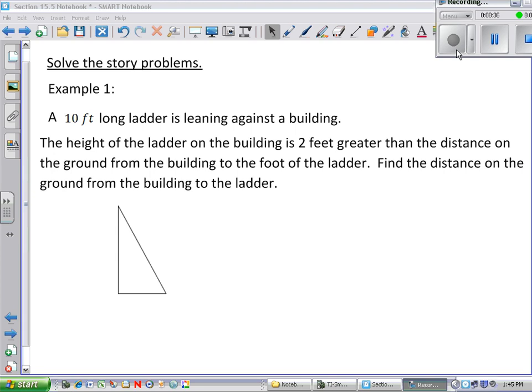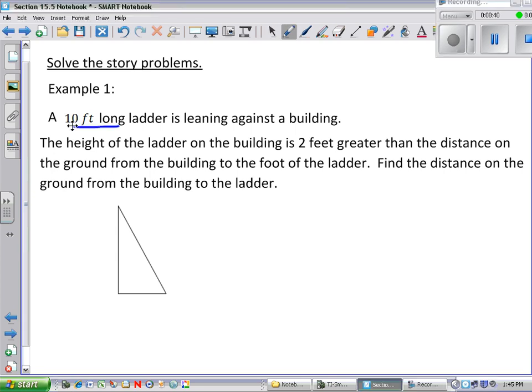This last example: a 10-foot long ladder is leaning against a building. My building is over here. Here's the building. And here is the 10-foot long ladder. The height of the ladder on the building. They're talking about this height on the building.